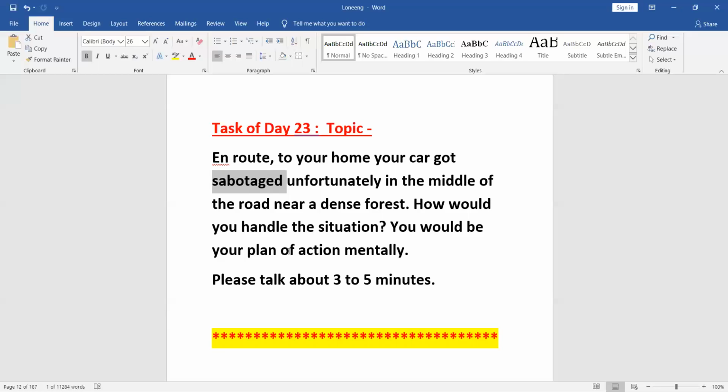Hypothetical situations means these might never happen to you. You might not even encounter it. But if you ever encounter it, then you will know how to act because you're already thinking about it now. So plan wisely and then talk.